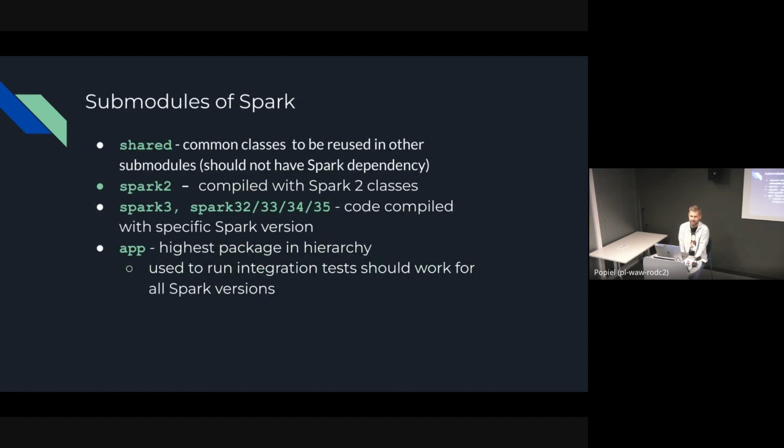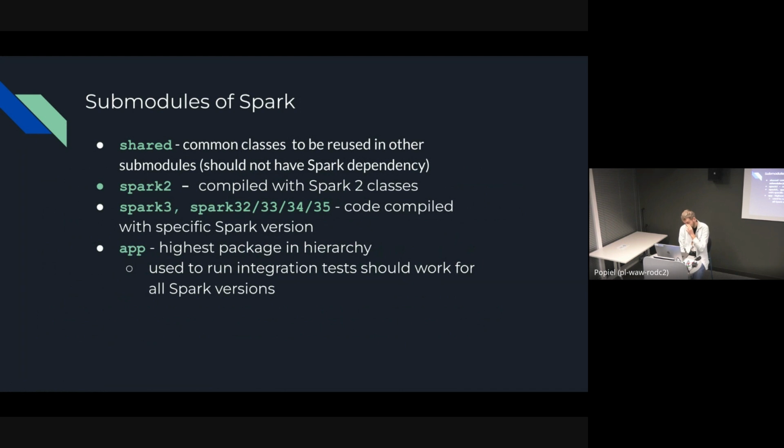It's the number of sub-modules we have for Spark. The first one is the shared sub-module, which contains common classes to be reused in other modules. Its main goal is that we shouldn't have any Spark dependency here. Then we have a bunch of modules that depend on some Spark version, like the Spark 2 module, Spark 3, Spark 32, which is compiled with Spark version 3.2. And then at the end, we have the highest package in the hierarchy, which is used to run integration tests on top of all Spark versions that we have.